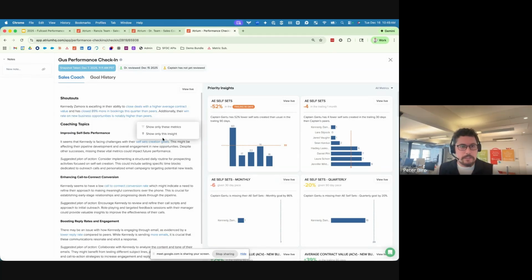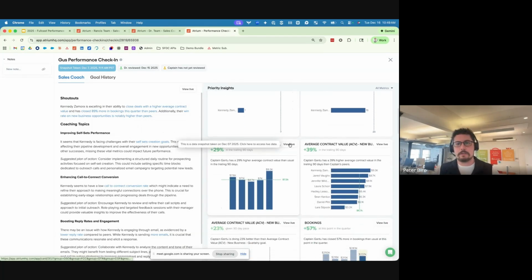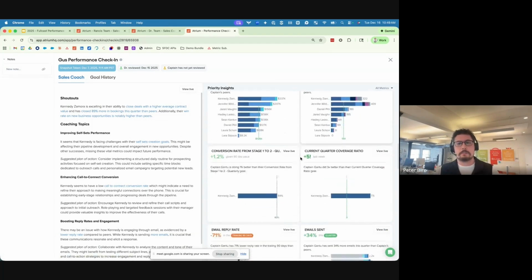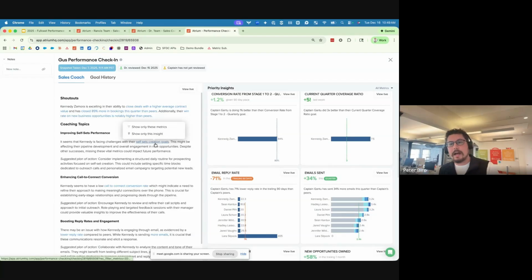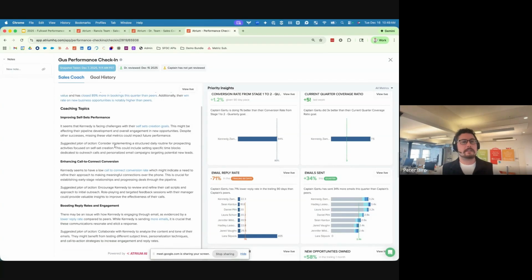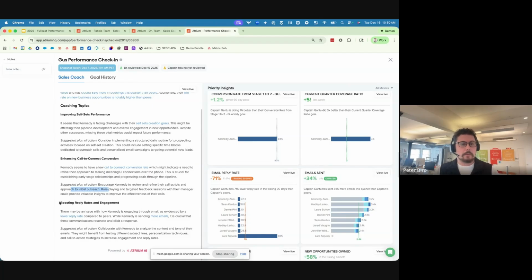So Gus here, right? I won't go through all the details, but you can see here's all the metrics we've determined that this org cares about and wants to monitor for this rep. It can be a lot, it can be very few. That said, this rep has three problems they need to focus on with their manager: increasing their self-set performance, increasing their call to connect conversion, right? We're suggesting that they need to refine their call scripts as well as the people they're outreaching to, as well as they need to boost their reply rates and engagement, right?